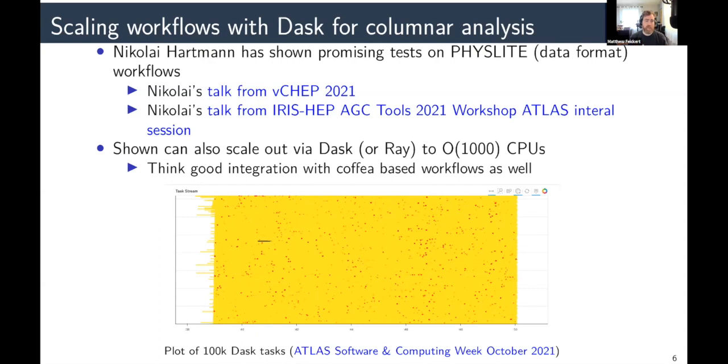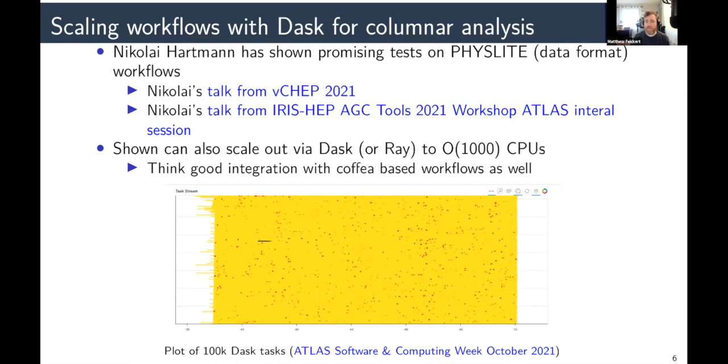I've included some links here. For example, Nikolai gave a public talk on this at Feickert 2021. He's also included an Atlas internal link, but some of this can be made accessible as needed. So far he's seen quite good scaling. For example, here's a plot at the bottom showing scaling of a PhysLite analysis out to 100,000 cores, or 100,000 tasks, with Dask. That was back in October 2021, and I know he's continued working on the studies.